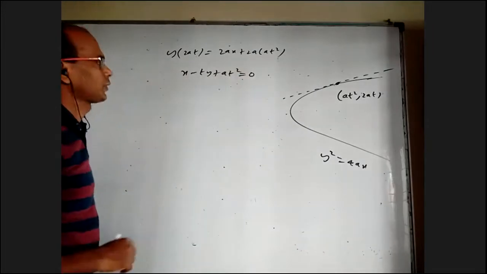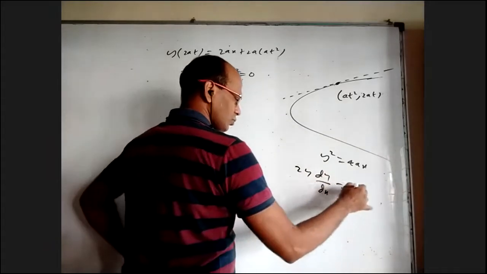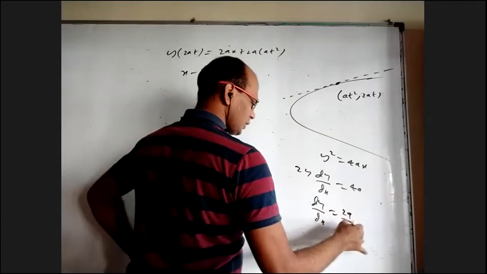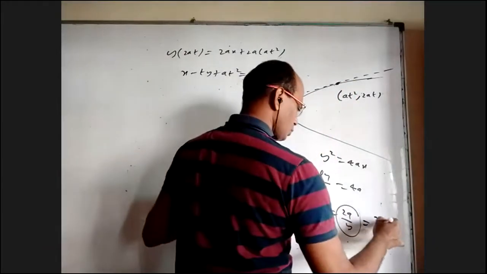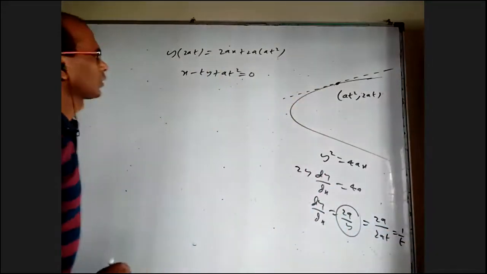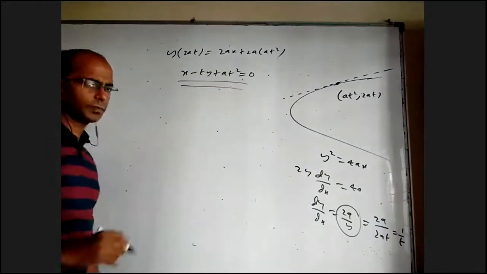Then you'll get x - ty + at² = 0. It's a tangent. Even if you use calculus, 2y dy/dx = 4a, so dy/dx = 2a/y. When you substitute y = 2at here, you will get 1/t, since 2a/2at is 1/t. So we know the slope 1/t and we know the point. You can find the equation of the tangent.